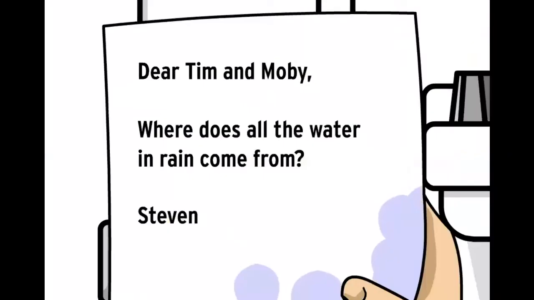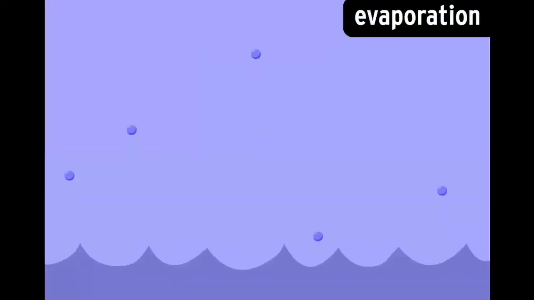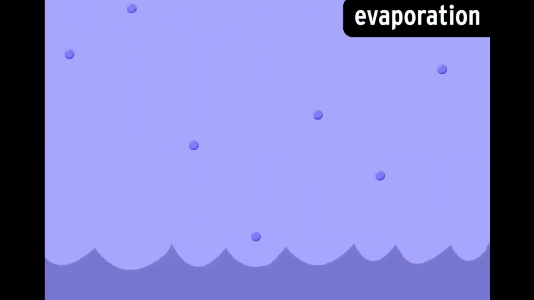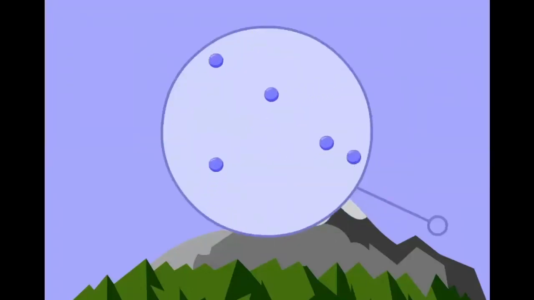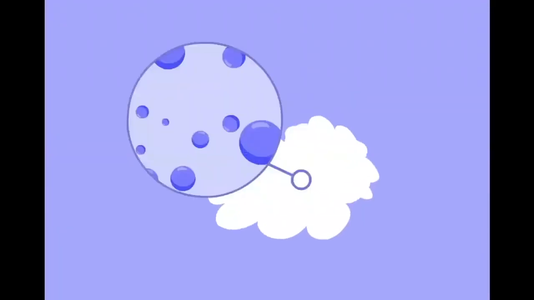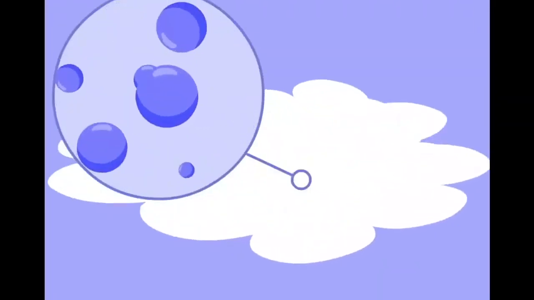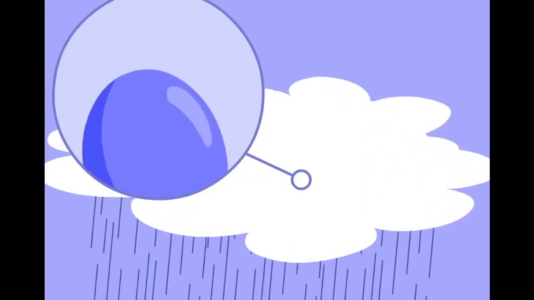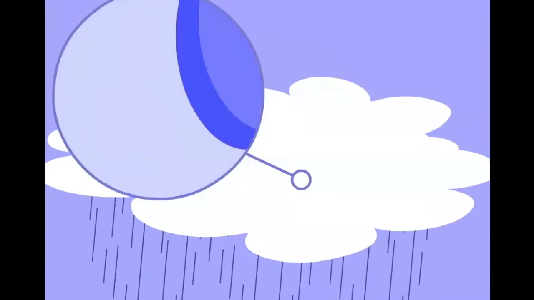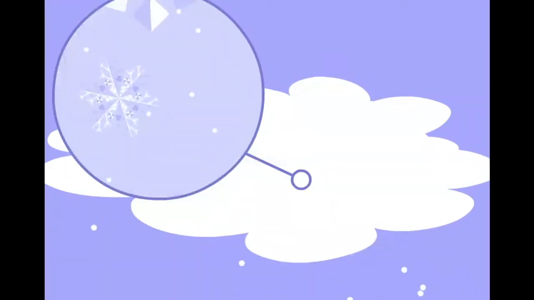Dear Tim and Moby, where does all the water in rain come from? Signed, Stephen. Well, there's always a certain amount of water vapor in the atmosphere. It comes from the Earth's surface water, like oceans, rivers, and lakes. Water from these sources evaporates, changing from a liquid to a gas. Down here on the ground, you usually can't see the water vapor that's all around us. But higher up in the atmosphere, gaseous water cools down and condenses into clouds. When water molecules in clouds collect into big enough drops, they fall on us as rain, or as snow, sleet, or hail, depending on the temperature.